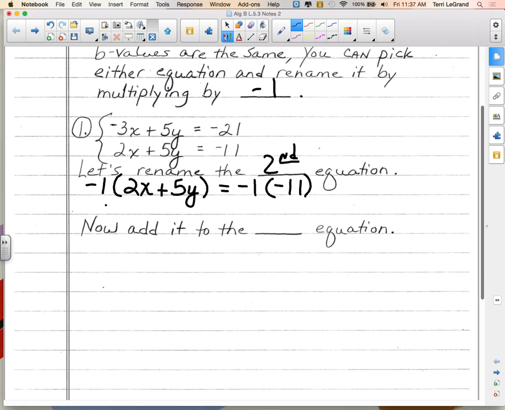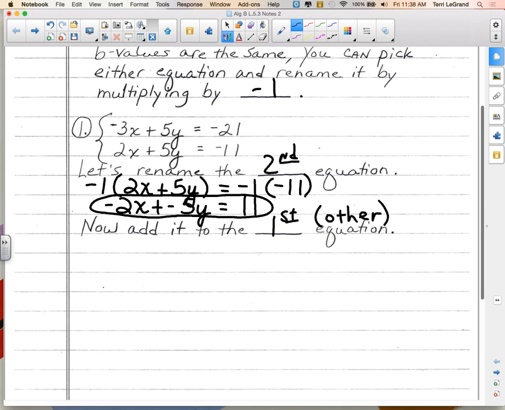2x plus -5y. Okay. How many of you agree with that? We can go with this as the new name for the second equation. So now we're going to add it to which equation? The first. We have to add it to the other one, don't we? It's not always going to be added to the first. You're going to add it to the other one. In this case, the other one is the first.